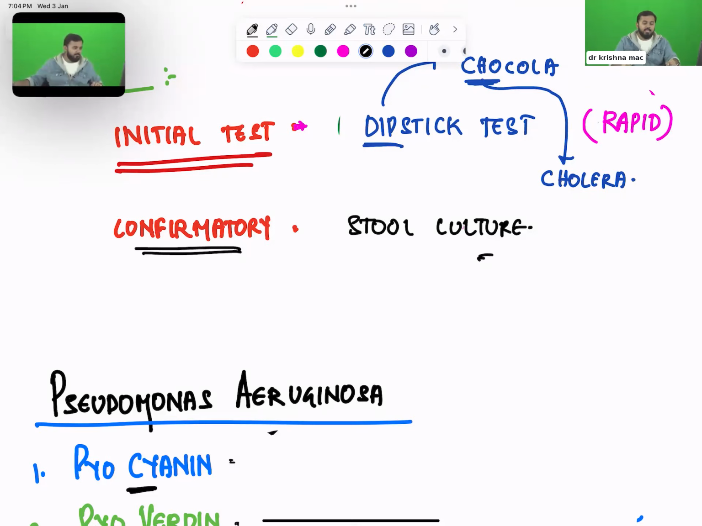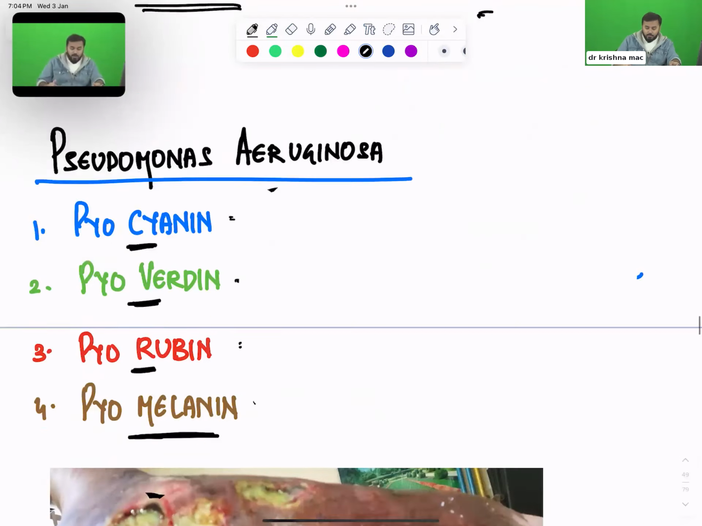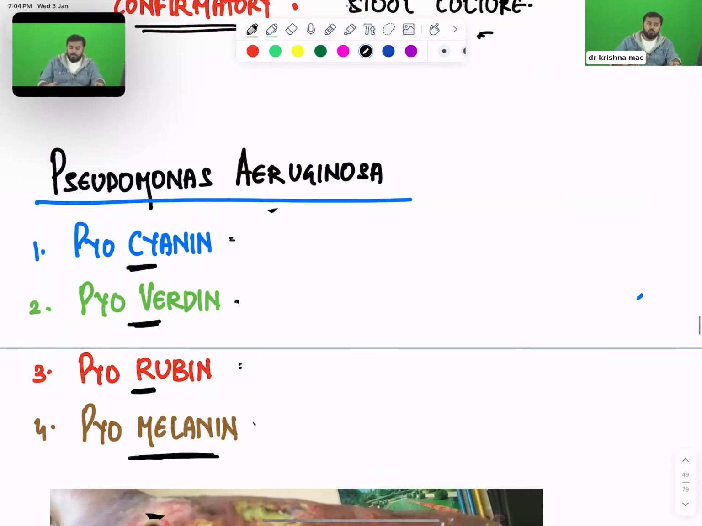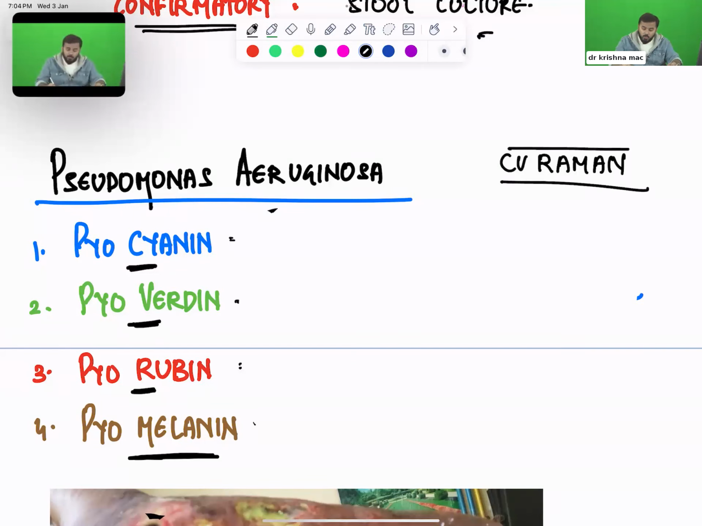Right. The next important thing is Pseudomonas aeruginosa. I told you regarding this Pseudomonas aeruginosa, I think long back. Pseudomonas aeruginosa releases a pigment that is called CV Raman. You remember this? Now, what is this CV Raman, guys? Anyone? Any idea? C stands for what? Cyanin. Pyocyanin.